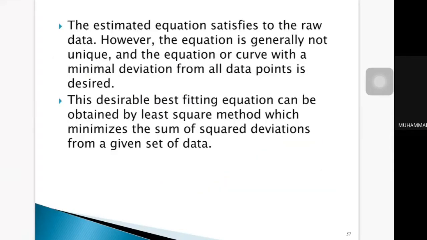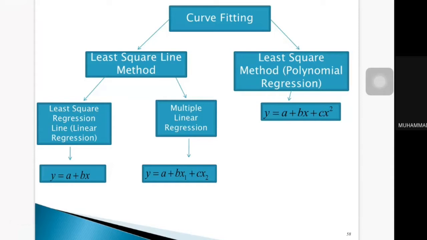There are two types of curve fitting. The first is the least square line method, and the other one is the least square method, polynomial regression. So this is y = ax + b, y = a + b x1 + c x2, and for polynomial regression, a + bx + cx². We have x squared here.